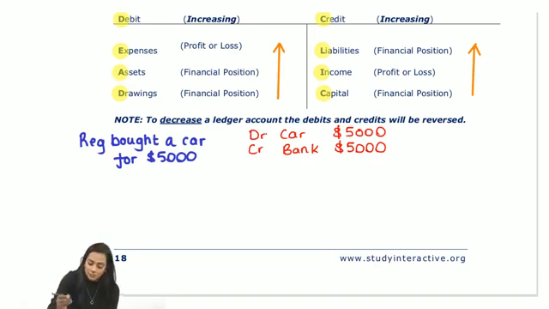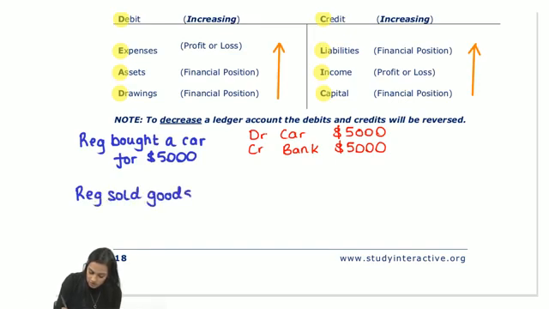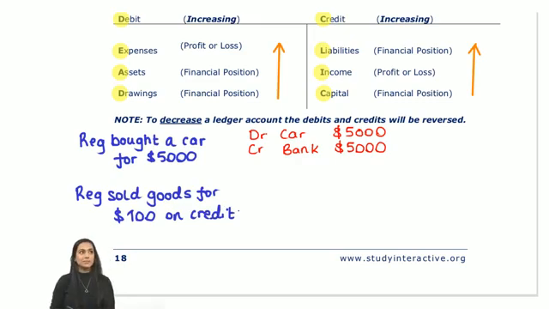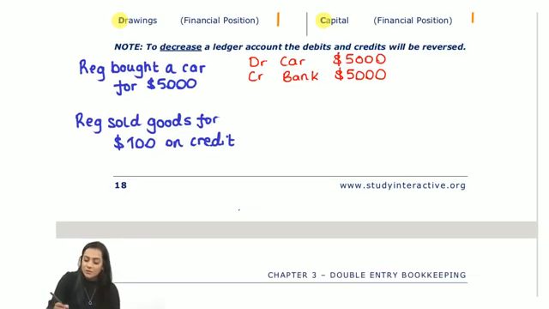Let's have another example. Let's say Reg sold goods for $100 on credit. What does that mean? If you sell goods on credit, what does that mean? A credit sale is different from a cash sale. A cash sale is where the customer immediately pays you, but a credit sale is when the customer will pay you later.